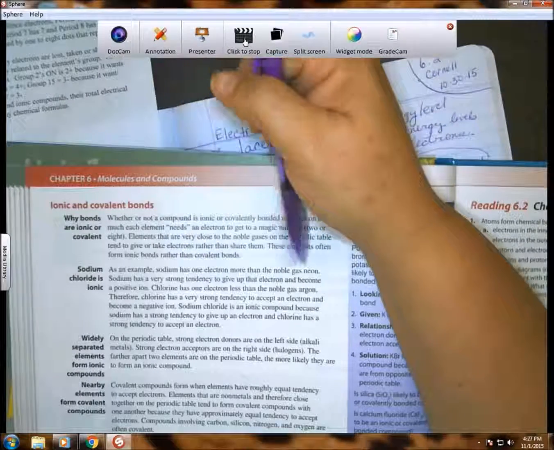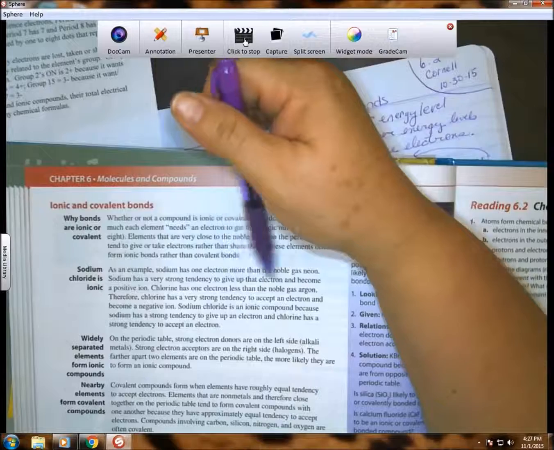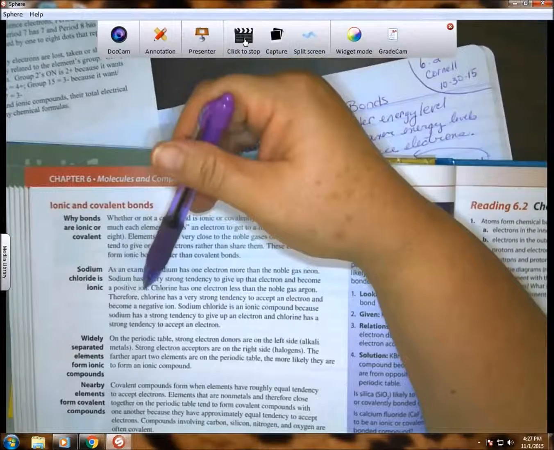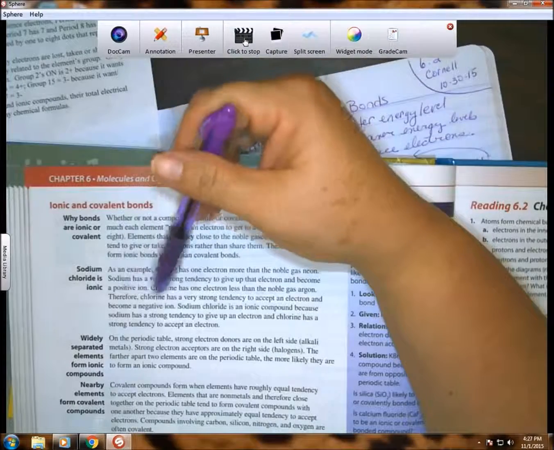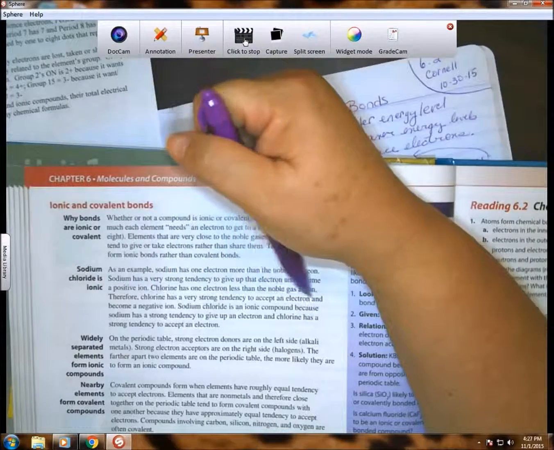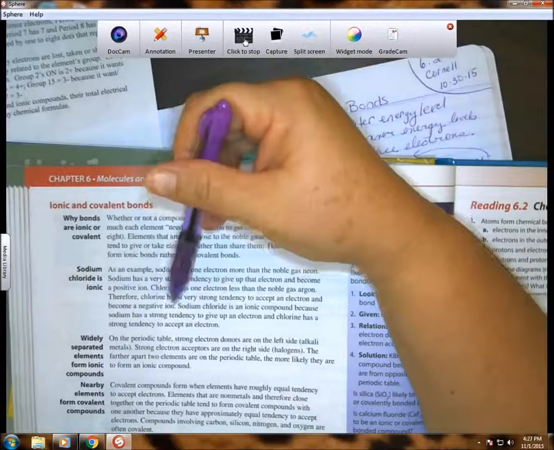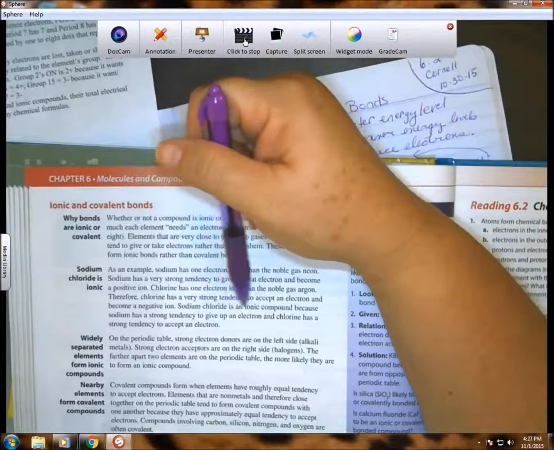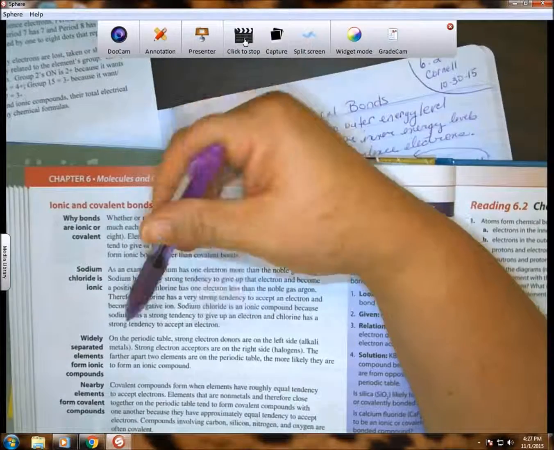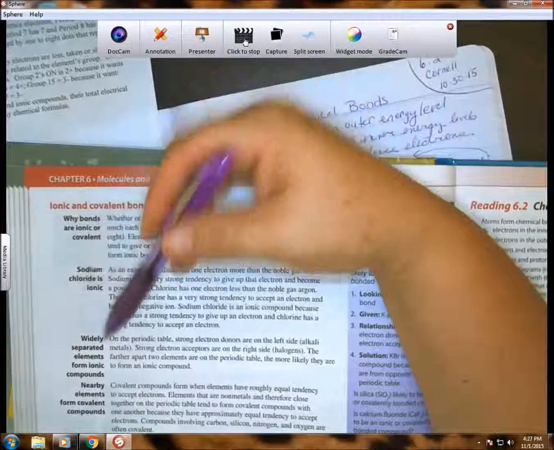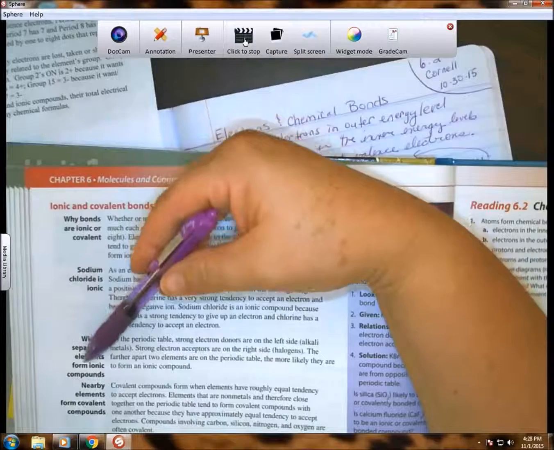Okay. Sodium has a very strong tendency to give up an electron and become a positive ion. Chlorine has 1 electron less than the noble gas argon. Therefore, chlorine has a strong tendency to accept an electron and become a negative ion. Sodium chloride is an ionic compound because sodium has a strong tendency to give up an electron and chlorine has a tendency to accept an electron. Widely separated elements form ionic compounds.